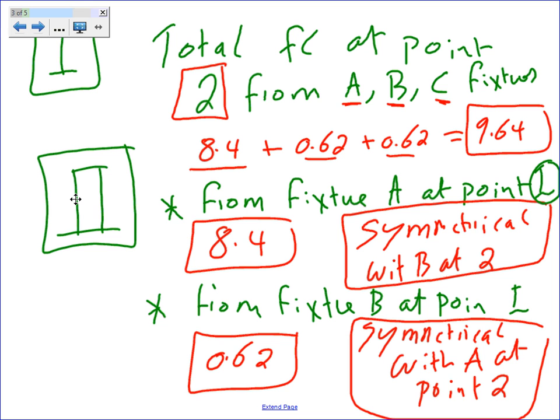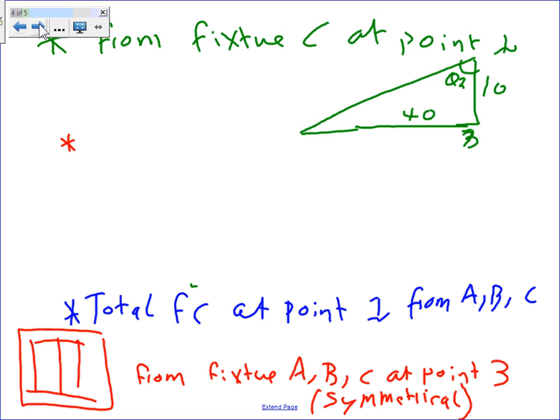So no need for us to do these two calculations. The last calculation we need to do: from A to 1 and from B to 1 are already calculated because it's symmetrical. No need to mess around with them. Now from point C to point 1. You guys know where C and 1 are? They're 20 feet apart. So I need to do the calculation.